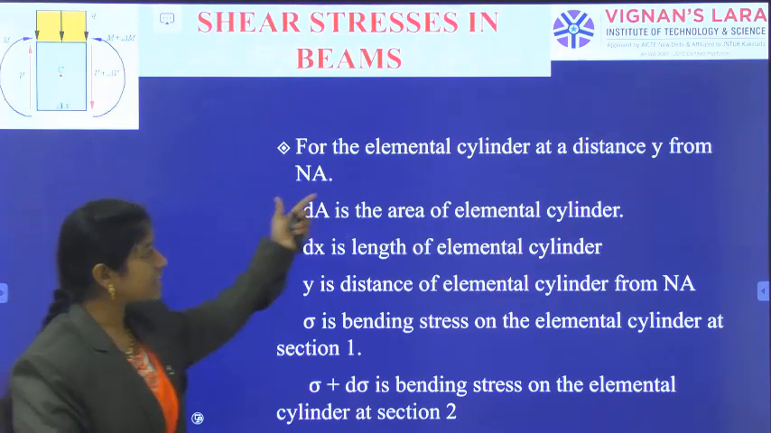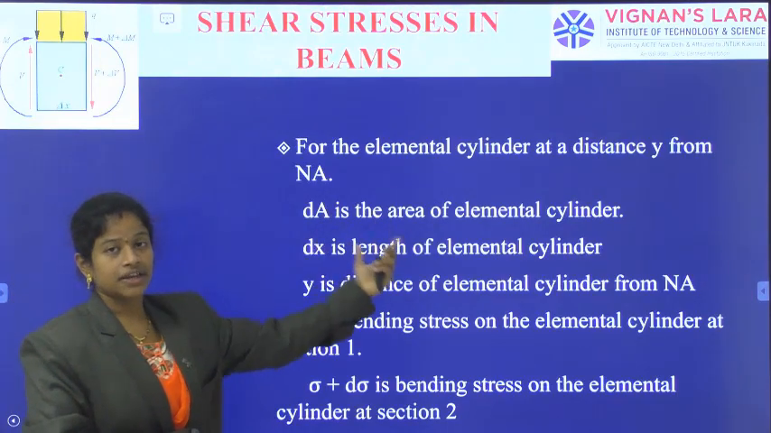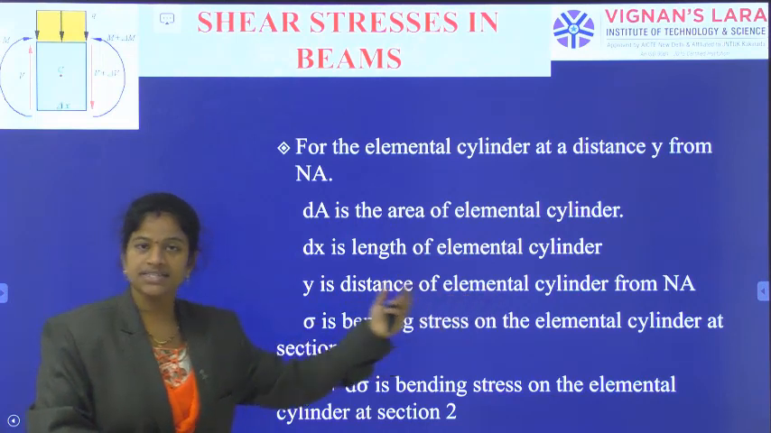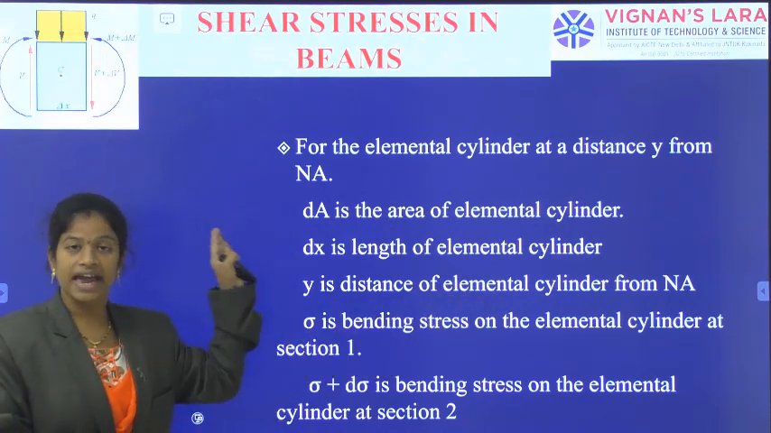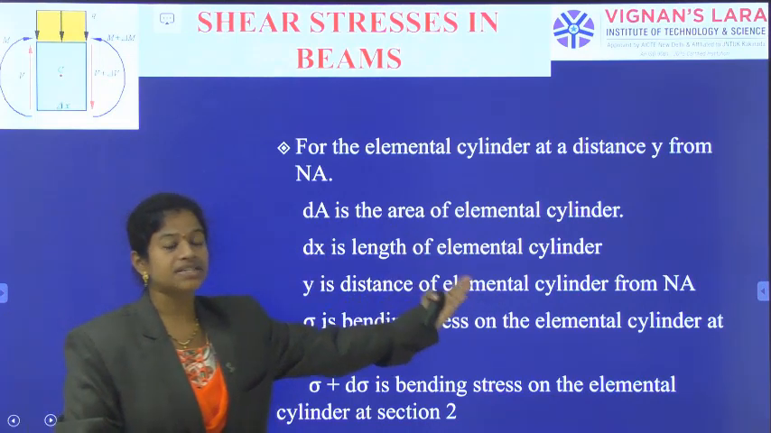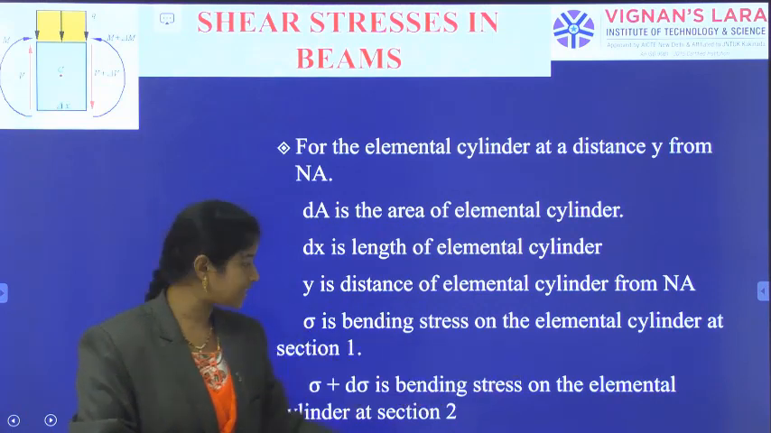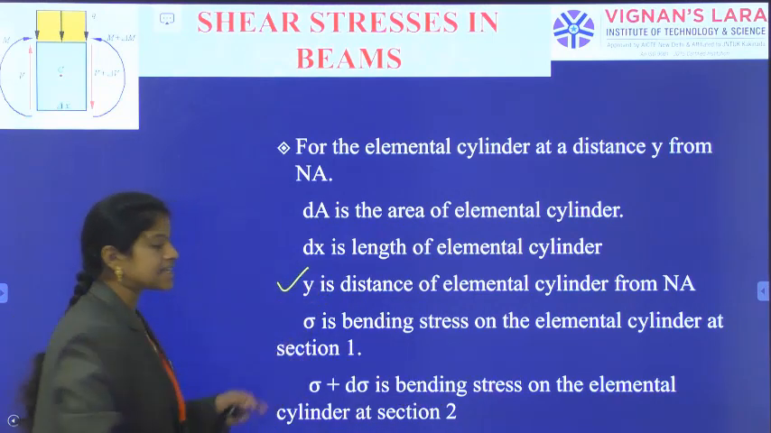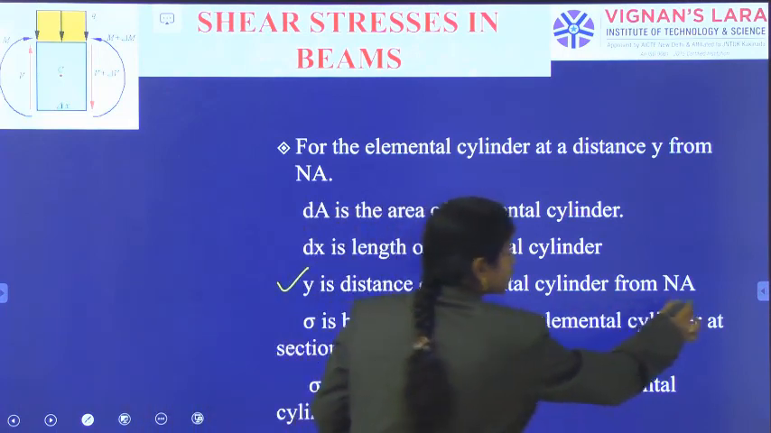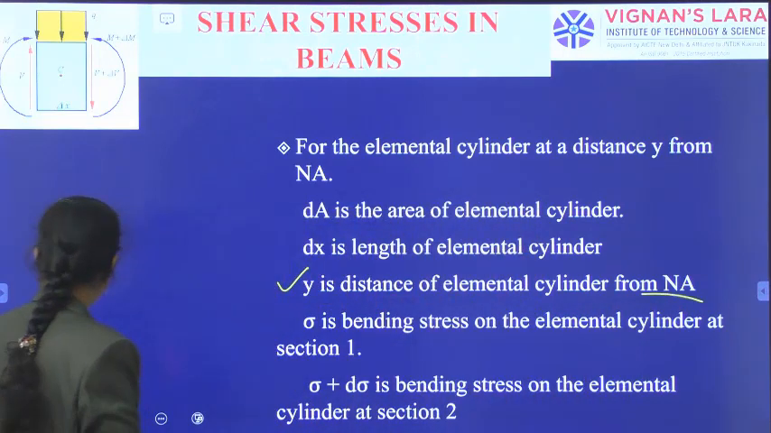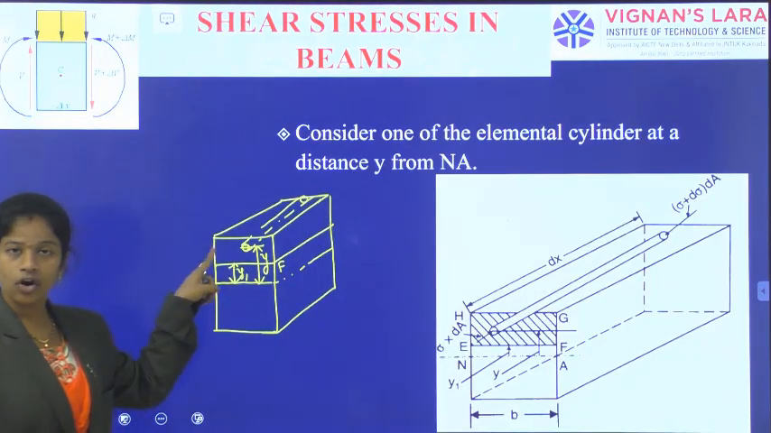The dimensions we have indicated as dx, the length of the element; dA, the cross-section area of the elemental cylinder; sigma, the bending stress acting on the section AB; sigma plus d sigma, the bending stress acting on the section CD; and y, its distance from the neutral axis line, right? So for this elemental cylinder we have given all the components.